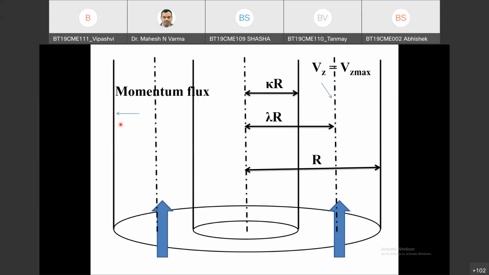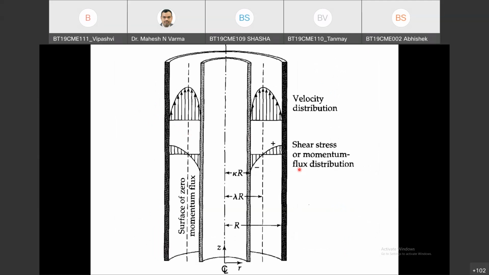Momentum flux will be in the direction of decreasing velocity only. So if I am considering a region between this lambda r and r, momentum flux will be in the direction of r. While if I consider the region between kappa r and lambda r, the momentum flux will be in the negative r direction. So why? Because again velocity is decreasing as r is increasing.